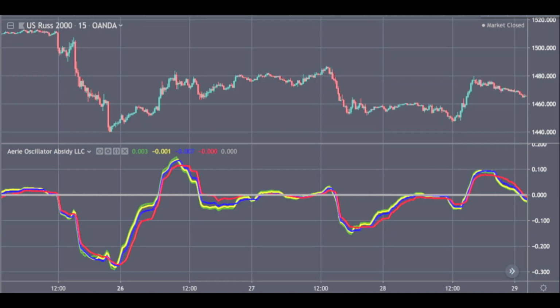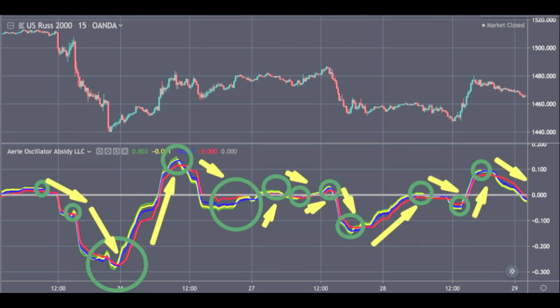Here in our next example, we're looking at the Russell 2000 index on the 15-minute charts in the last week of July 2019. On the bottom, we have the oscillator. We took the liberty of highlighting all the areas where the green line has crossed over and under the yellow line, signifying shifts in momentum. Please take a moment to pause this video to see where these regions correlate with the price chart above.